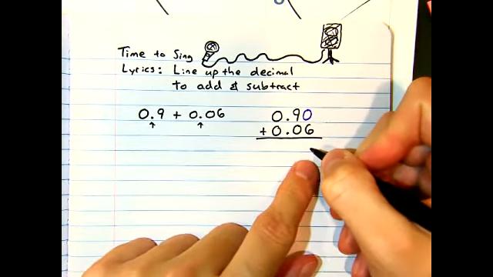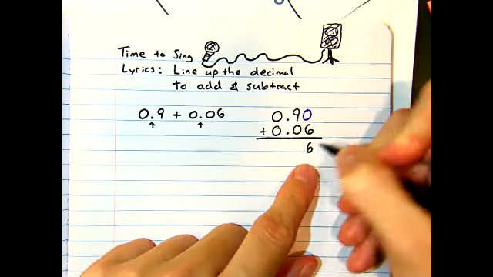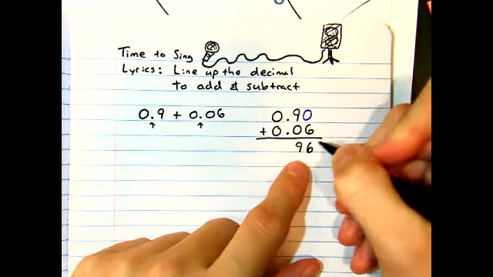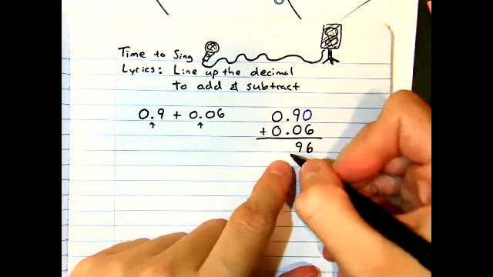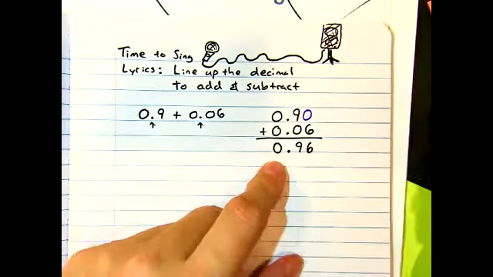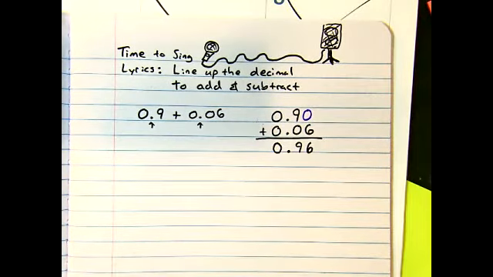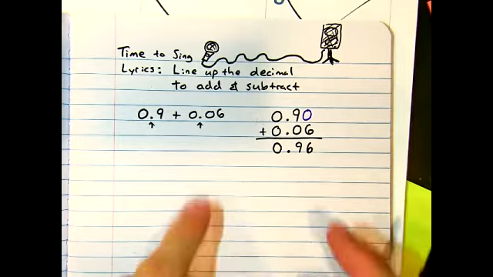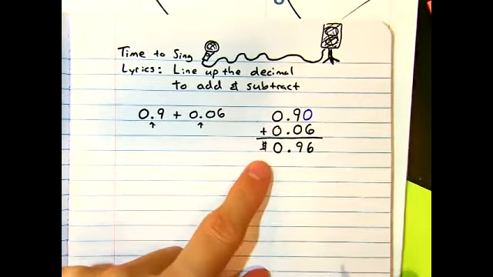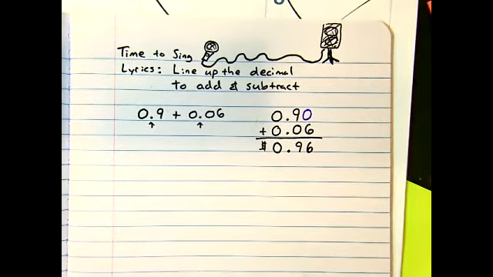0 plus 6 is 6. 9 plus nothing is 9. And I don't have to actually bring anything over. Line up those decimals. 0 plus 0 is 0. I've arrived at my answer, 96 hundredths. Or if you like to think about everything like Mr. McNeil does, we've got 96 cents. All right, let's do another.